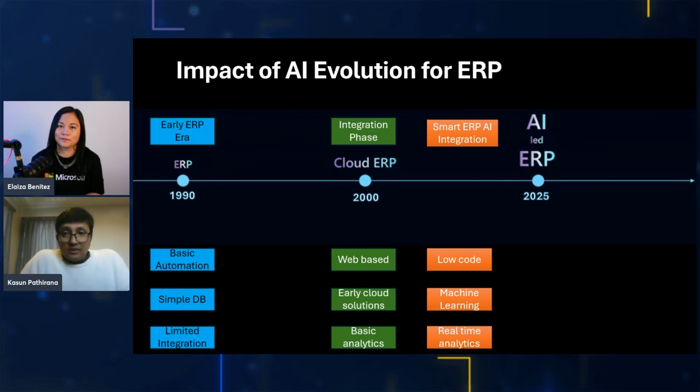As we move into the next phase, around 2015 to 2020, AI began to take root with the introduction of machine learning, natural language processing and IoT integration, making ERPs much smarter and more intuitive. The reports also moved on from static reports, and you can see predictive insights coming into the picture in this era.